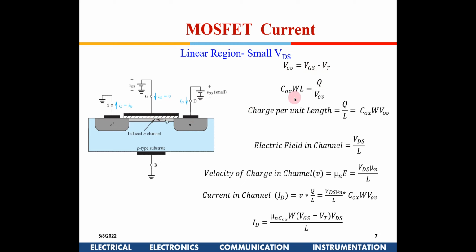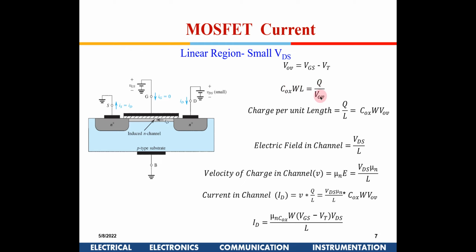If you consider this as the gate capacitance COX, the charge which gets accumulated in the channel will be C into V. Charge Q is C into V, and COX, the oxide capacitance, is per unit area. So you need to multiply it with W and L, and this is times the overdrive voltage.